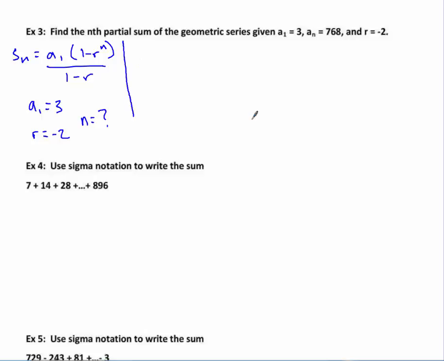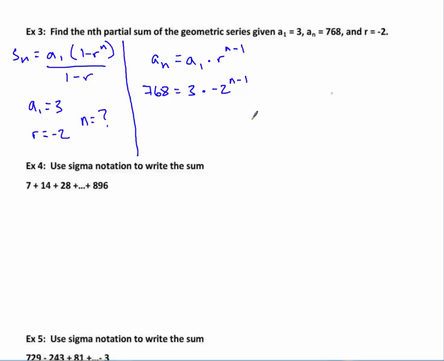Now, just like with the arithmetic series, we can go back to the formula for a geometric sequence, which is a sub n equals a sub 1 times r to the n minus 1. And we know all of these things except for n. So a sub n is 768. a sub 1, the first term, is 3. r is negative 2 to the n minus 1.